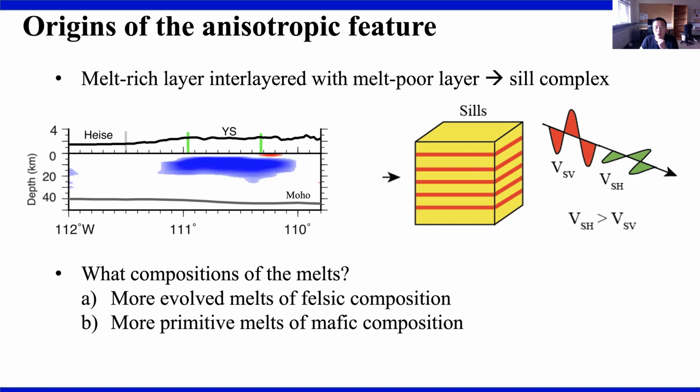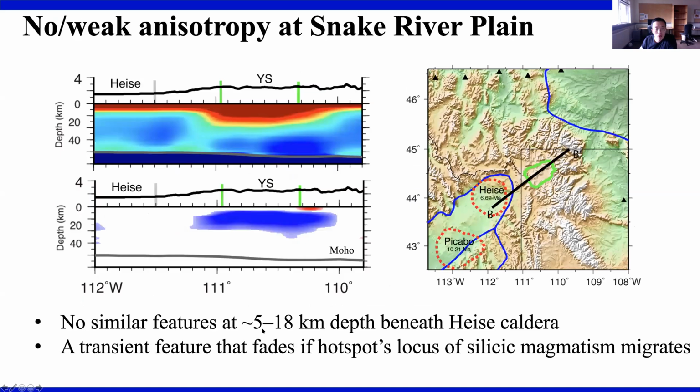But a following question you may wonder is, what is the composition of the melts? If you have a melt-rich layer, what kind of composition would it be? The two general options are that you have more evolved melts of felsic composition, or more primitive melts. I think our model in this study actually provides some insights into that.